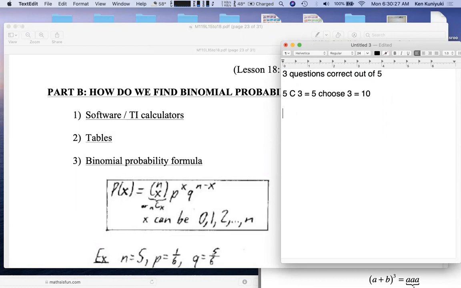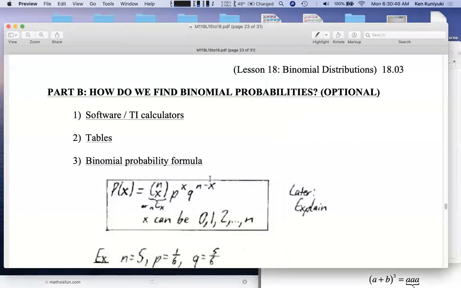For example, the student could get question 1 correct, question 2 correct, and question 3 correct. The student could get question 1 correct, question 2 correct, and question 4 correct. The student could get the last 3 questions correct, number 3, number 4, and number 5. It turns out there are 5 choose 3, or 10, ways of doing this.